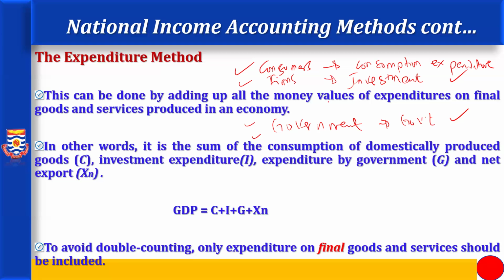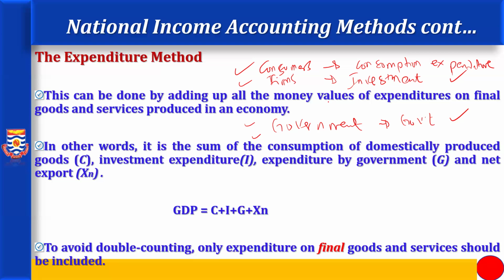Now, that expenditure, we have to take it out. Why? Because that expenditure doesn't concern domestically produced goods. So anytime we have import, we have to take it out because import is not domestically produced goods.